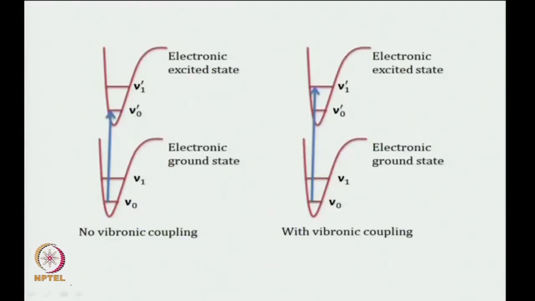Now, what does this say? Look at the left panel. It says no vibronic coupling. Why does it say no vibronic coupling? Now, look at this. What has happened is your R equilibrium in the ground state and your R equilibrium in the excited state are very similar. Can you see? So, this one and this one, they are almost at the same R. That means your equilibrium distance is not shifted between the nuclei.